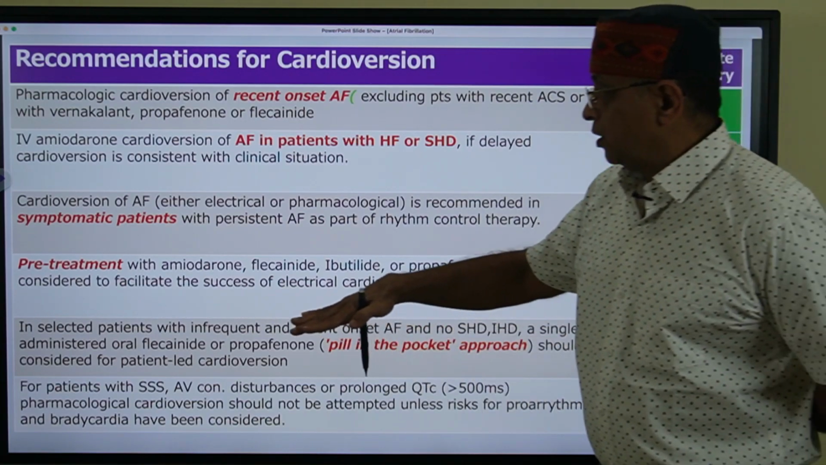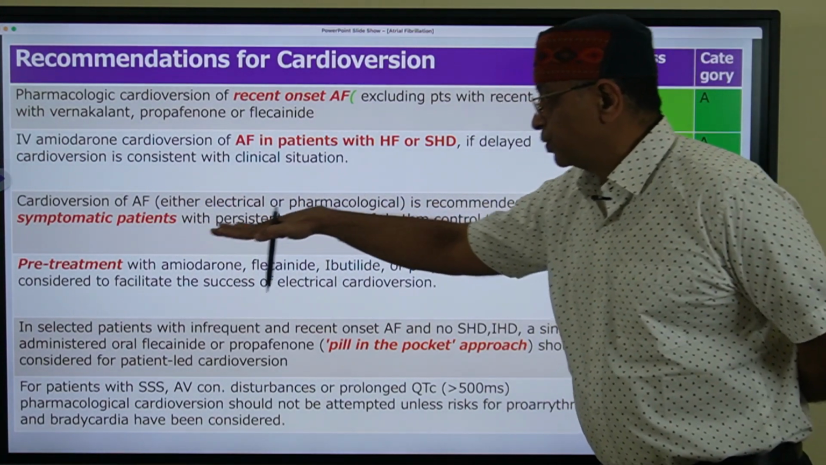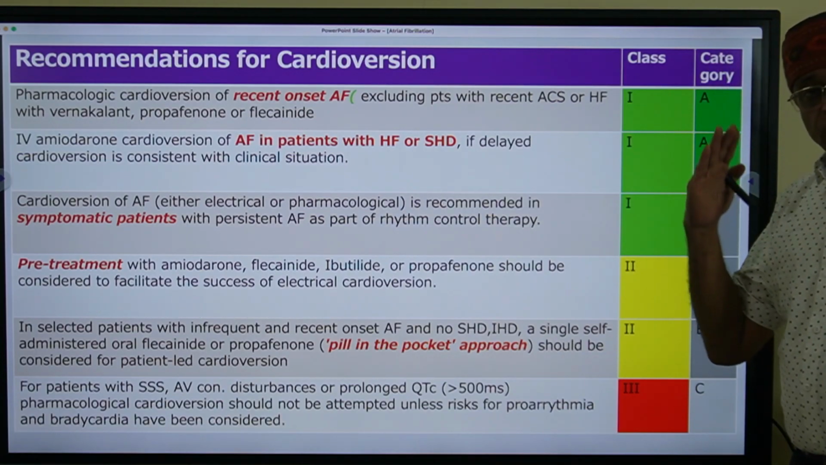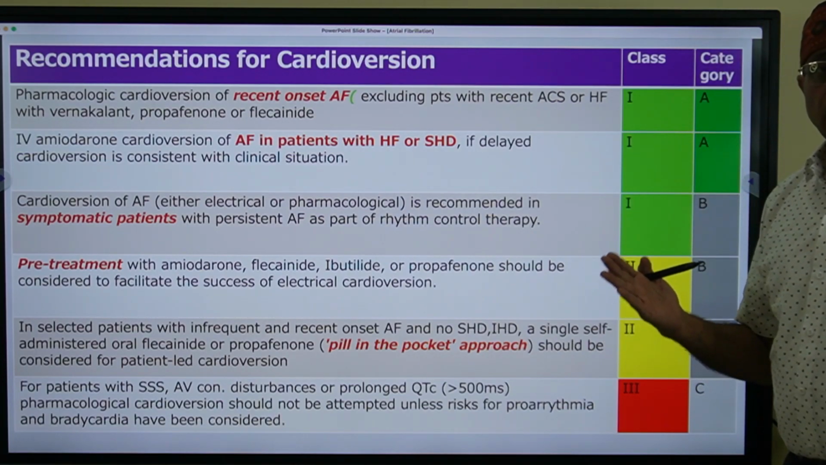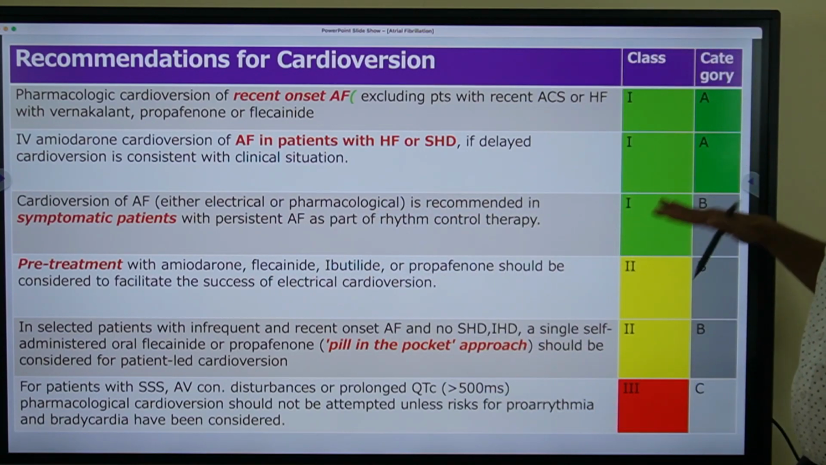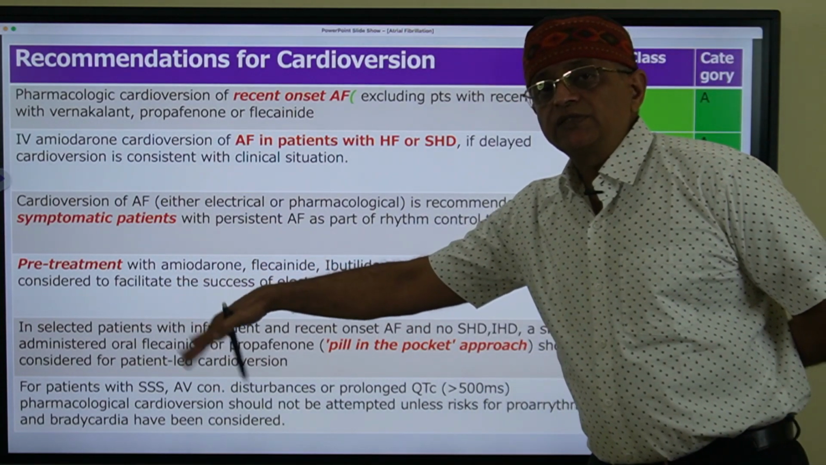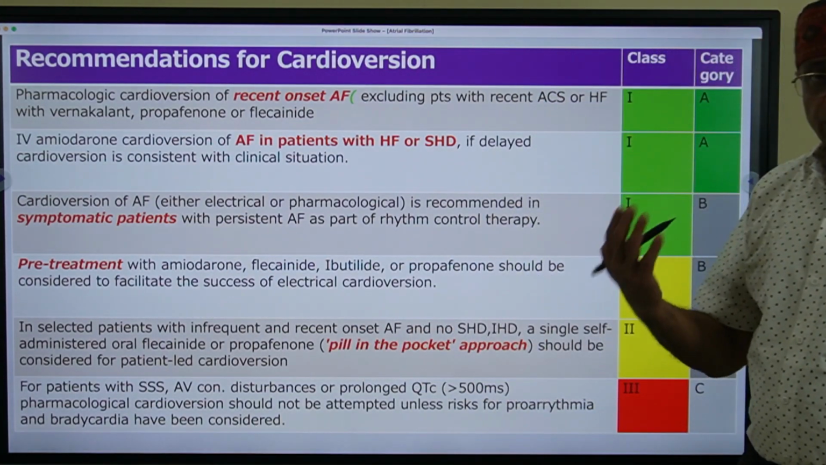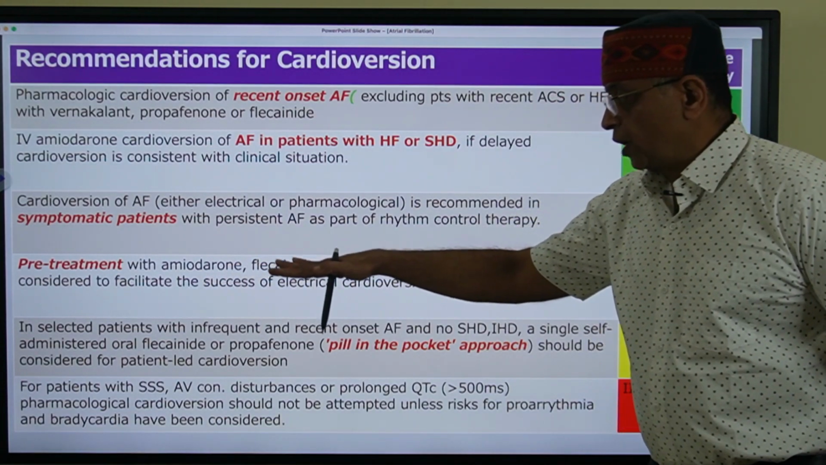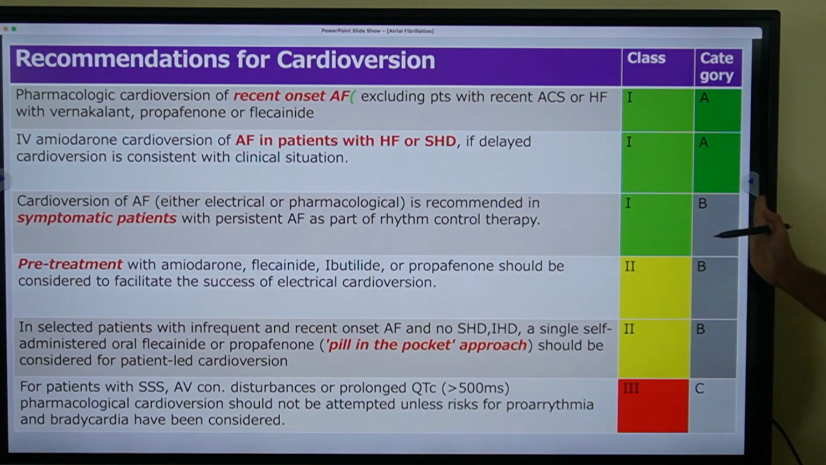Cardioversion is recommended in symptomatic patients with persistent AF as a part of rhythm control strategy. So if the patient has a lot of symptoms with persistent AF, then cardioversion is recommended, again class 1B indication. Pre-treatment, if you want to increase the success rate of conversion to sinus rhythm in cardioversion, then you could use pre-treatment with amiodarone, flecainide, ibutilide. The recommendation is class 2B.